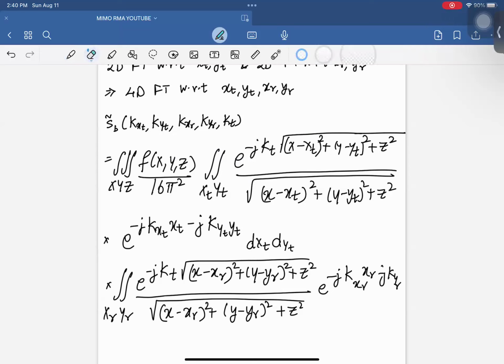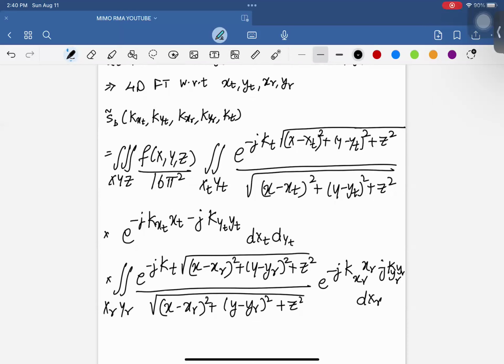My bad, actually. This should not have a subscript t. Oh no, that's right. k yr yr. That's correct.